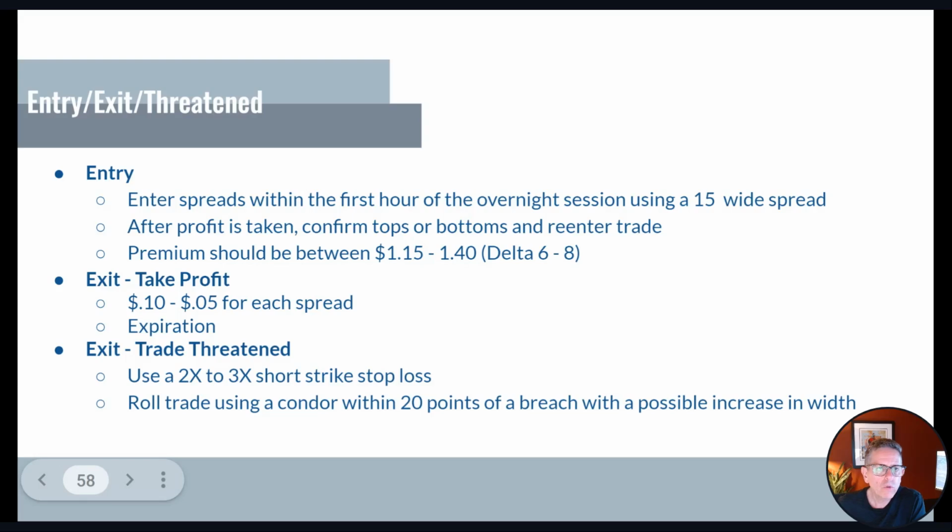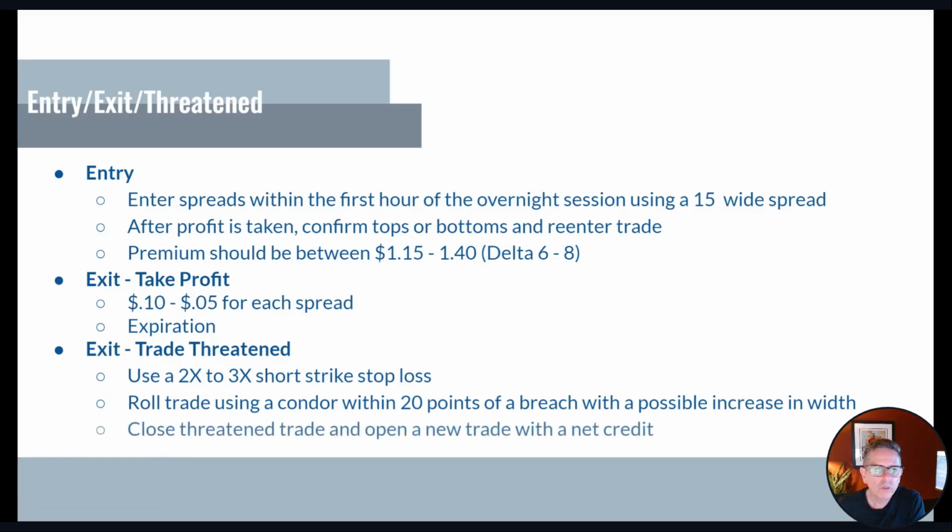Okay, so rolling a trade using a condor, 20 points of breach, possible, yeah. So you close the threatened trade and open a new trade with a net credit. So this is something that you could do, but again, I just use the 2x, 3x, and it works well.